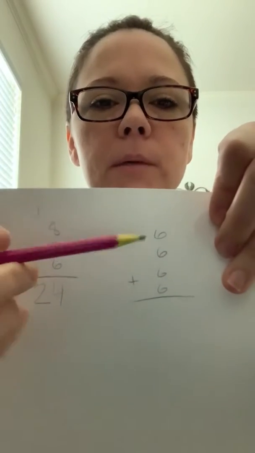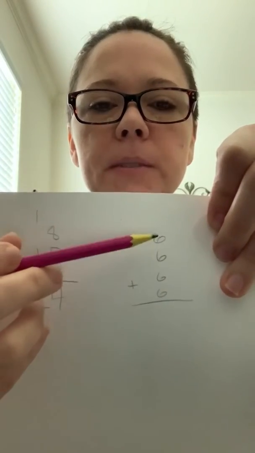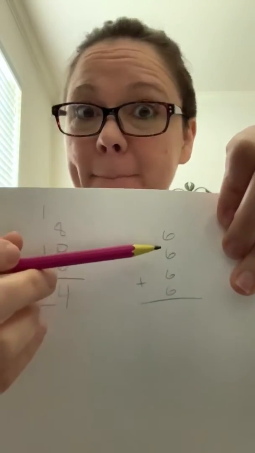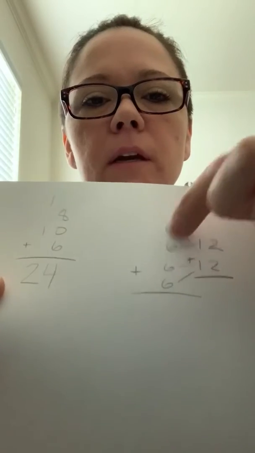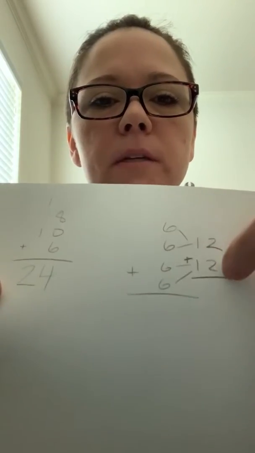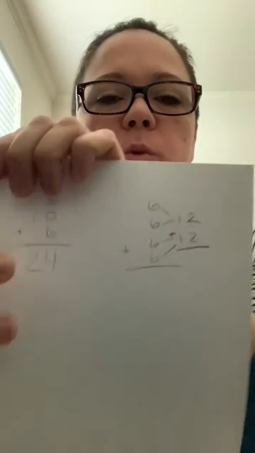Okay, if we remember our doubles facts, we know 6 plus 6 is what? It's 12. 6 plus 6 is 12. And again, 6 plus 6 is 12. So we can make another math problem, because all these 6's here make 12 and these 6's here make 12. So now we can add 12 plus 12.